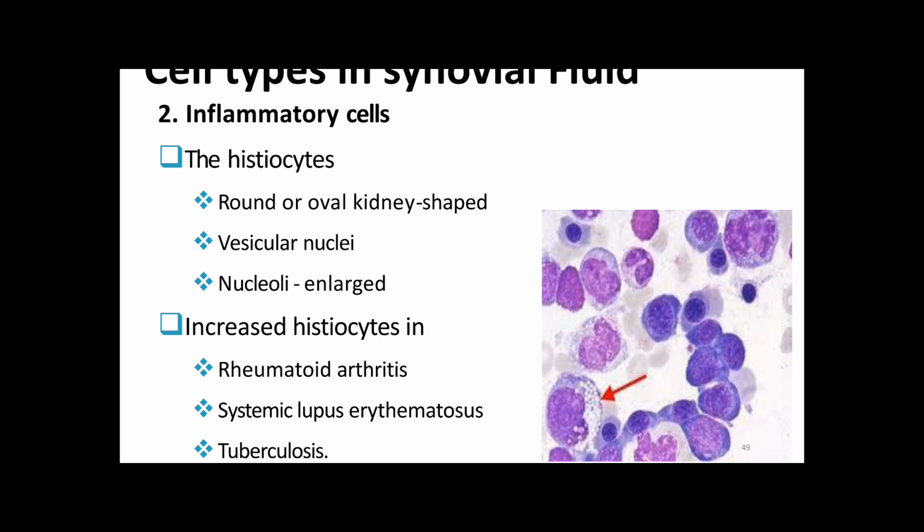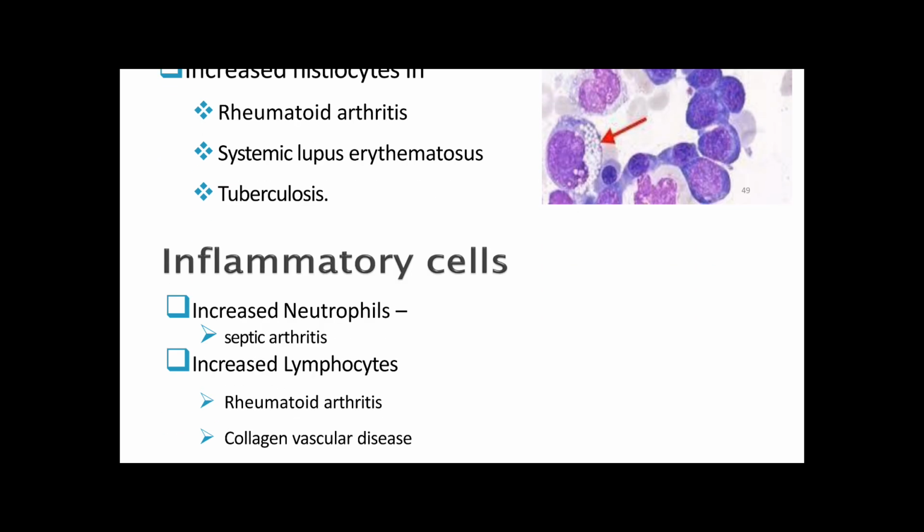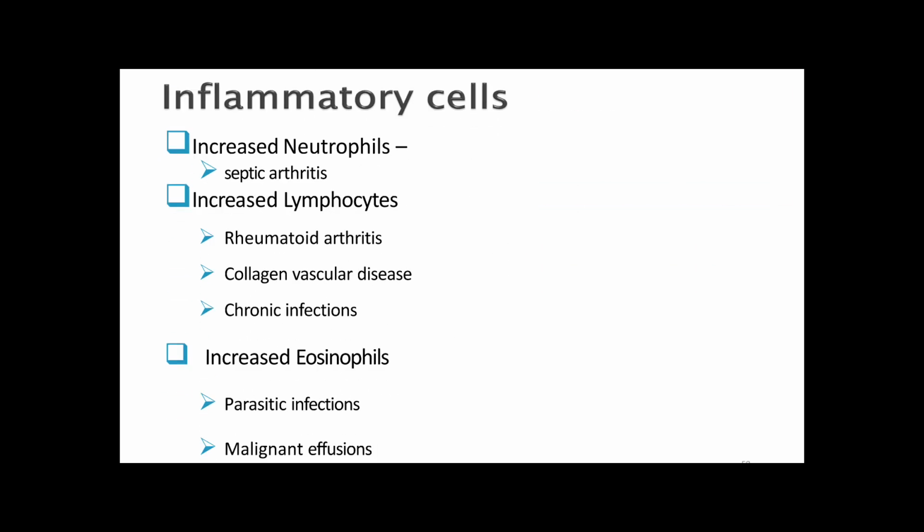Increased histiocytes are seen in rheumatoid arthritis, systemic lupus erythematosus, and tuberculosis. So you can see them in inflammatory conditions due to disease. When we consider neutrophils, normally they are usually few in number, and an increased number you can see in septic arthritis.